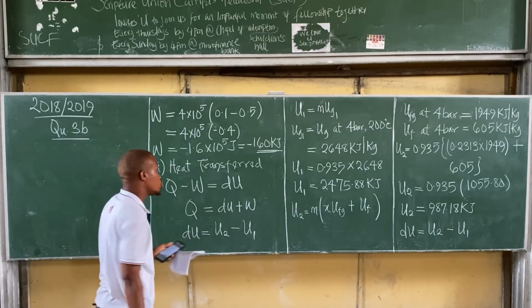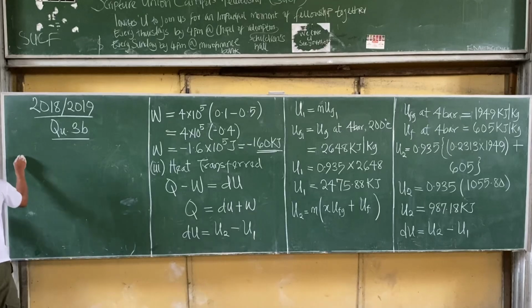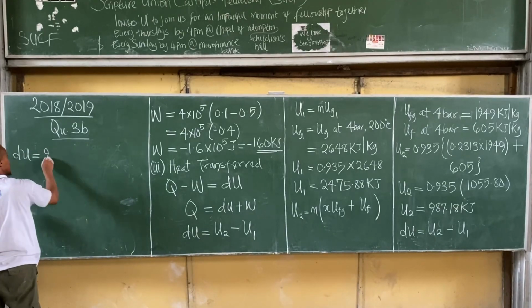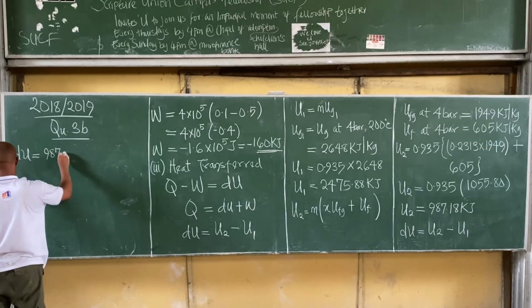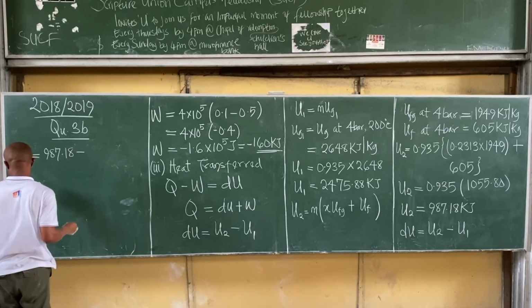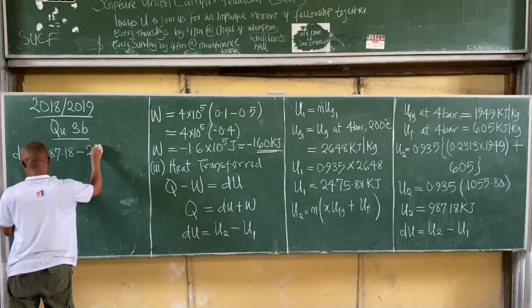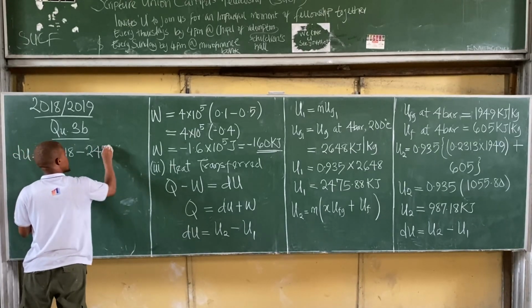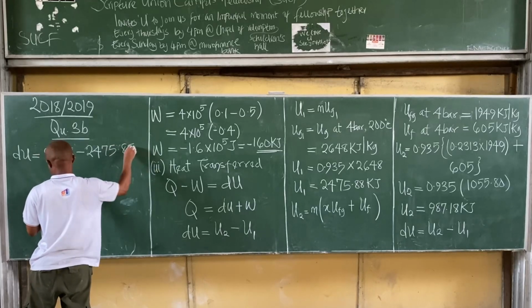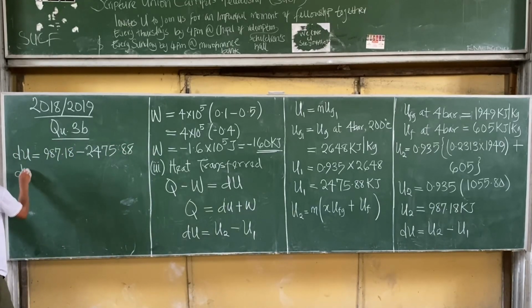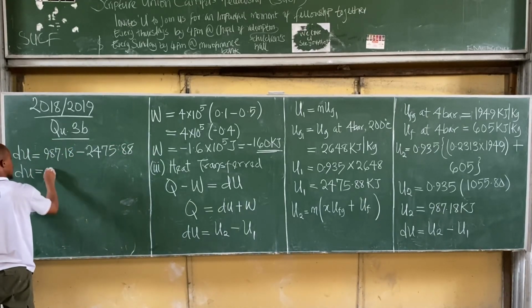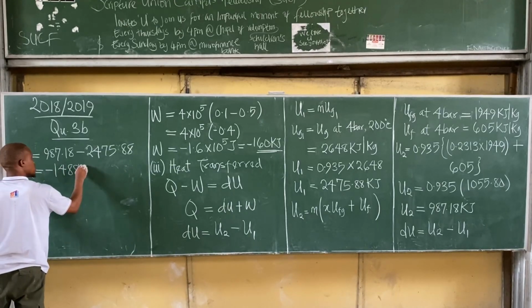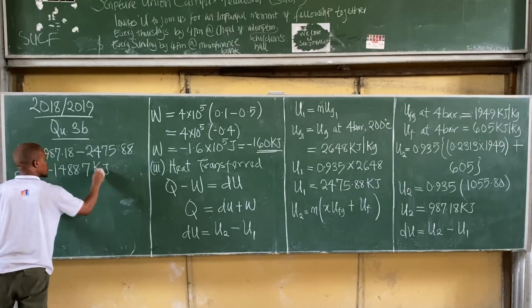U2 minus U1. The du then equals 987.18 minus 2475.88. Therefore, the du gives us minus 1488.7 kilojoules.